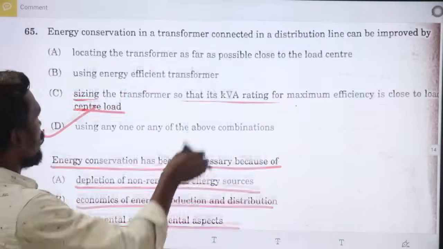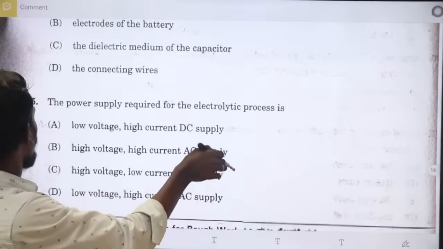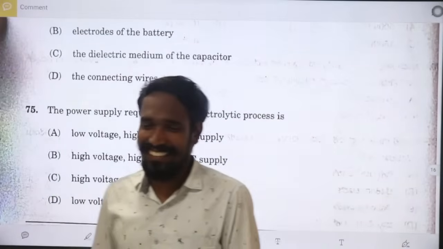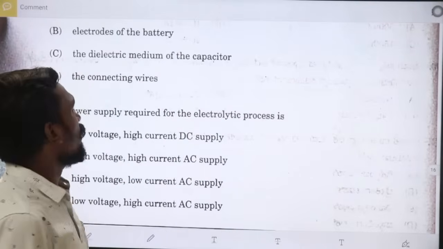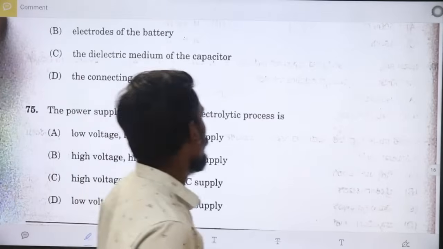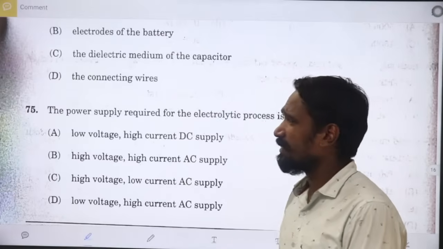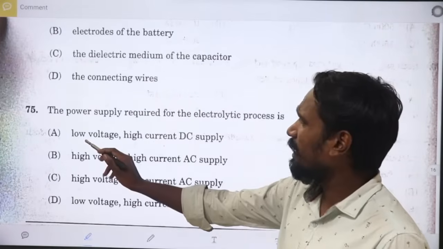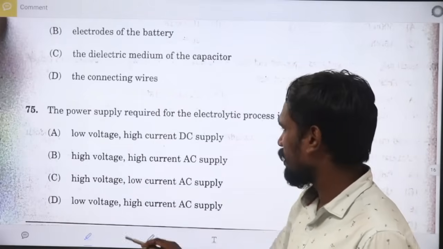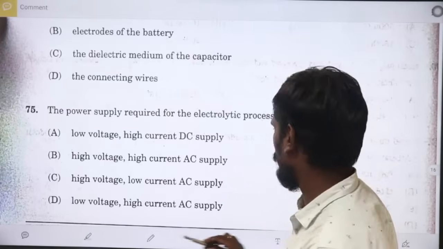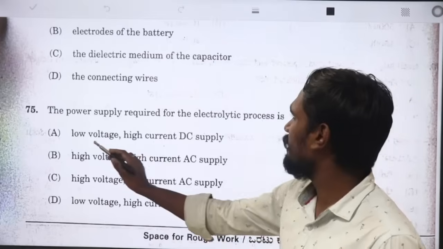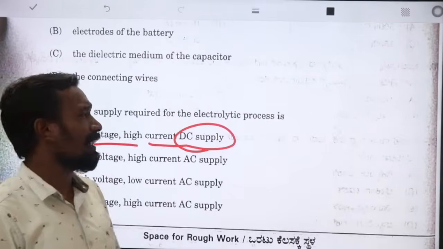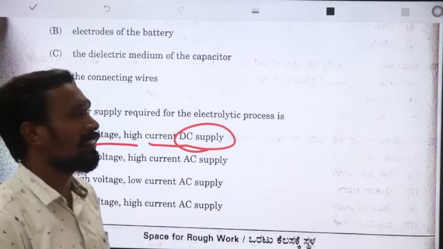Let's see our questions. Let's start in reverse. Now where are we? From the 75th. Right, sir. So let's see this question. What they asked: the power supply required for the electrolytic processes. Generally, in this case, the appropriate answer is low voltage and high current. A low voltage and high current DC supply must be required in the electrolytic process.